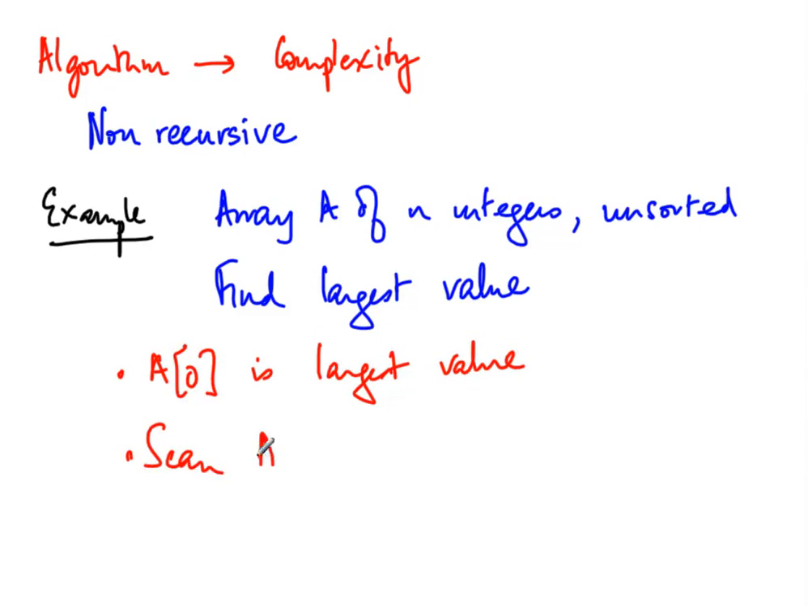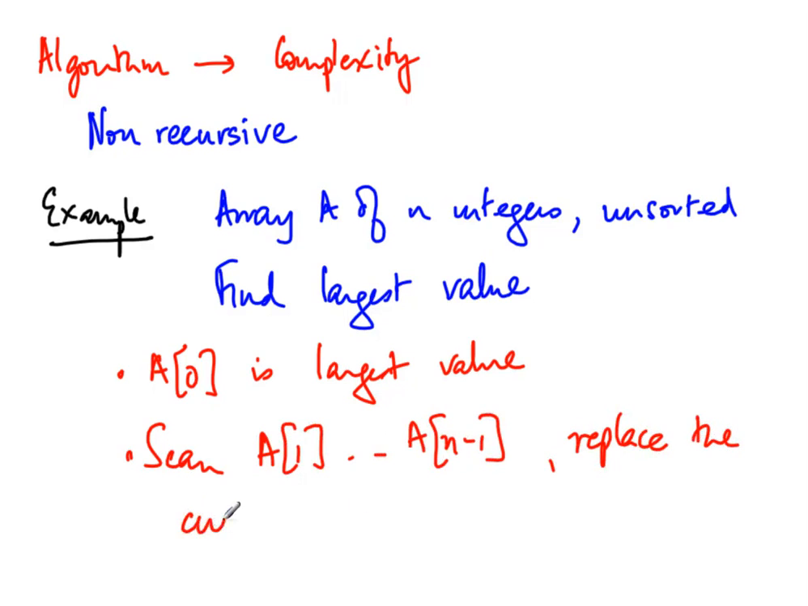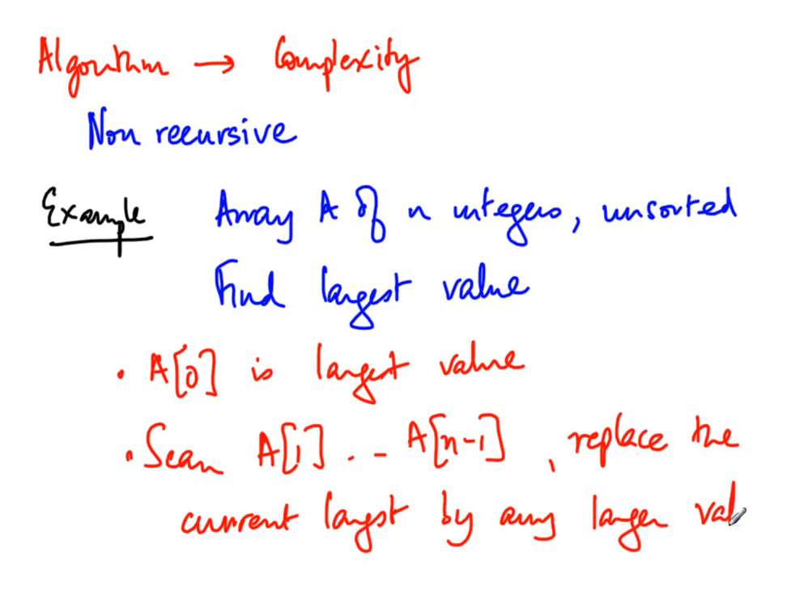So you scan A1 to An minus 1, and you replace the current value by any larger value that we see. So we start with an assumption that A0 is the largest, and then we go through from the beginning to end, and anytime we see a larger value than the one we have currently recorded as our maximum, we replace it. So let's first look at a formal statement of this algorithm.